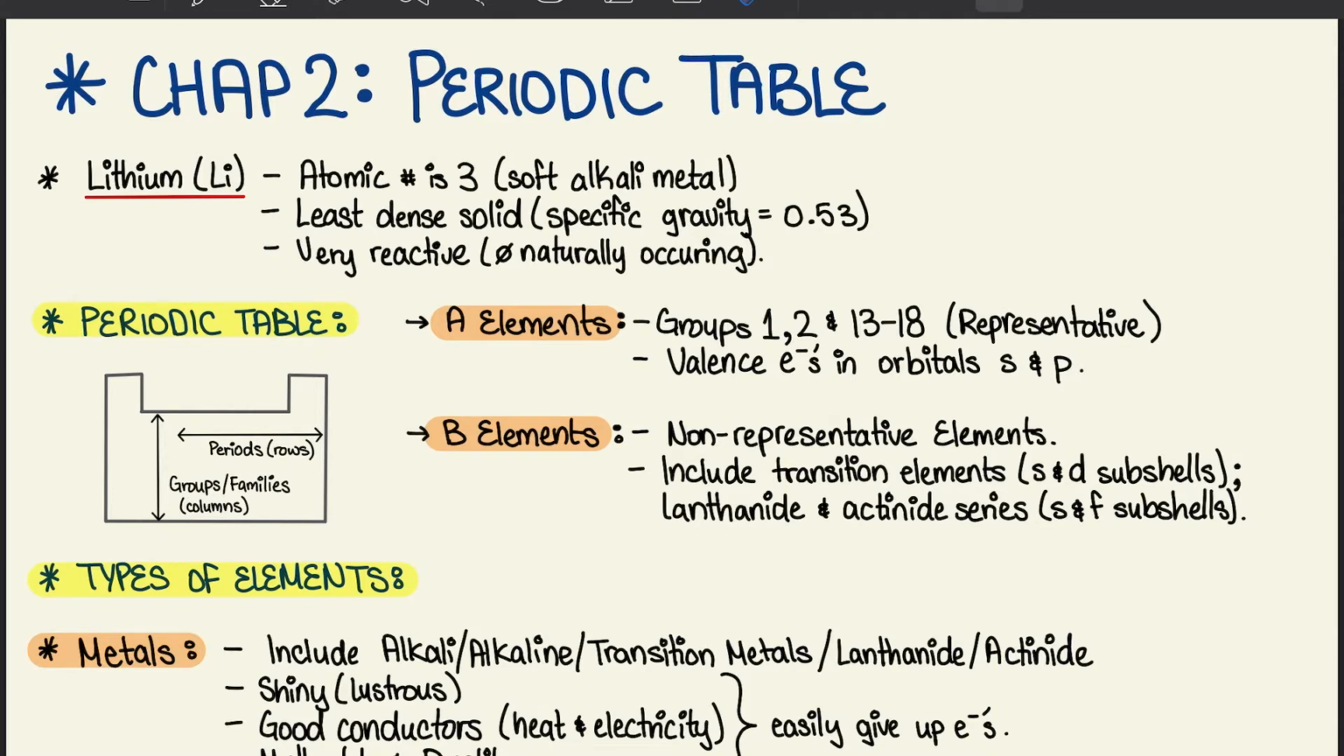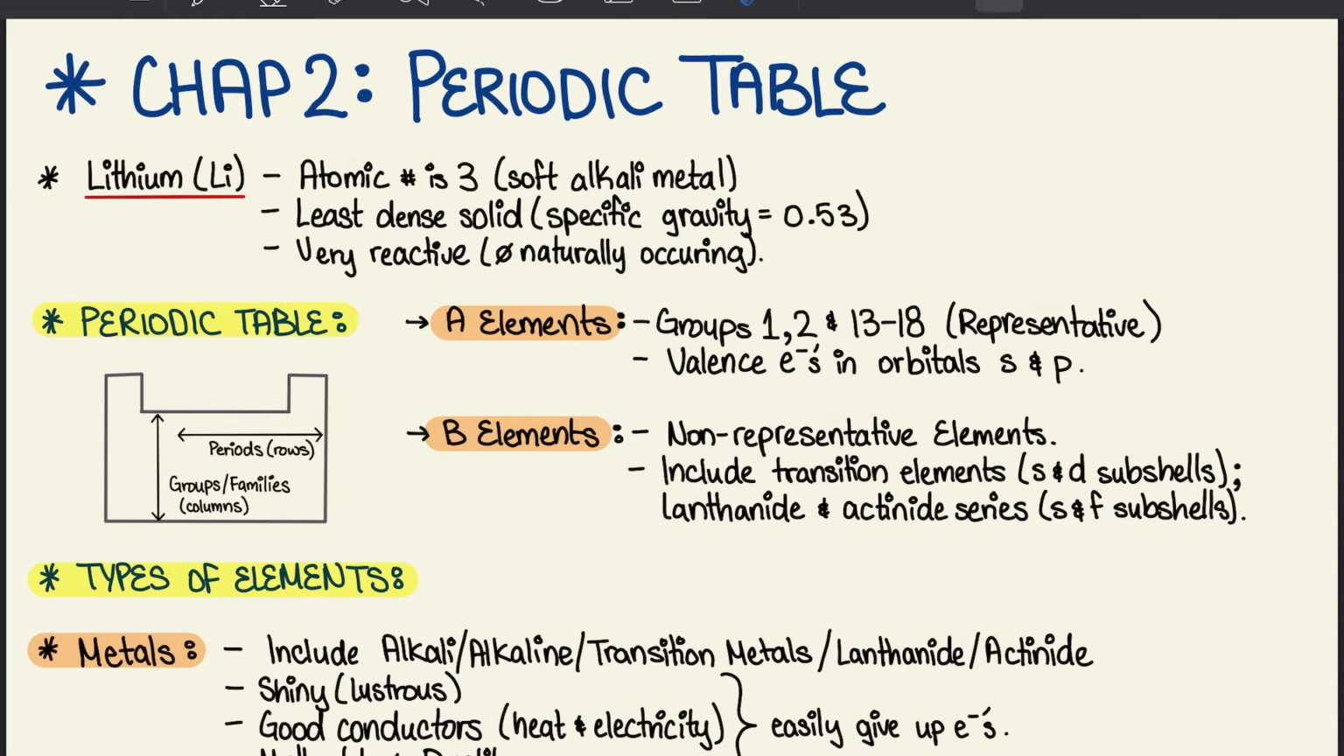Just before we start, a quick note that I found in the textbook was about lithium, shown as Li. It has an atomic number of 3. It's a soft alkali metal. It's the least dense solid with a specific gravity of 0.53. And it's a very reactive metal, and it's not naturally occurring.